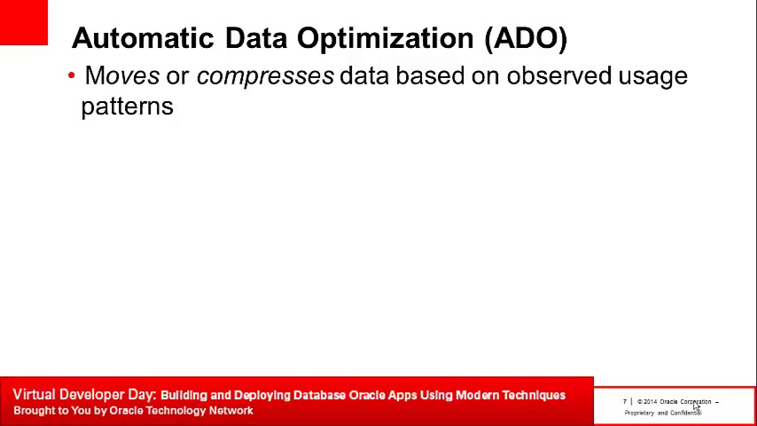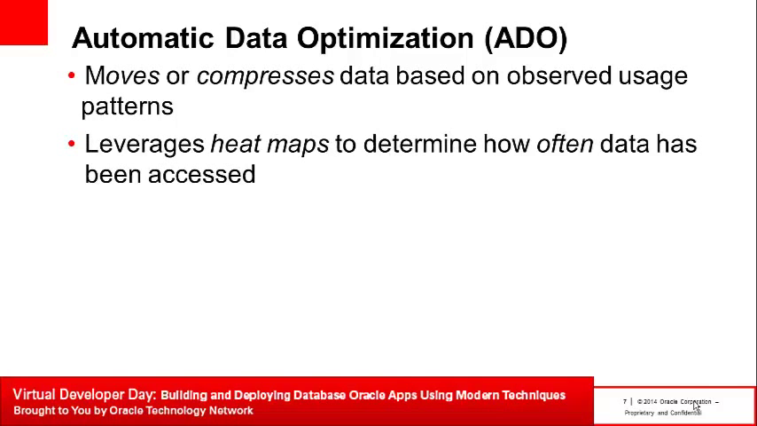So how does this ADO thing work? Well, it either moves or compresses data based on how the data has been used. And what do I mean by used? Well, we'll talk about that in just a matter of seconds. The first thing to understand is that ADO uses heat maps. We're going to see an example of heat maps in a few more slides. But the idea of a heat map is, where is the data hot and where isn't it hot?